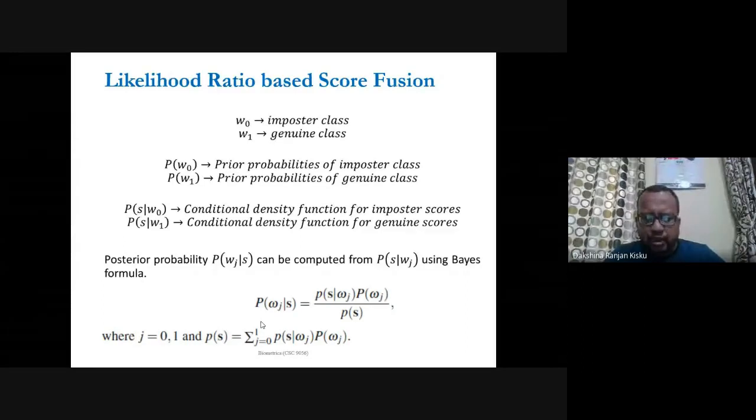Now we apply the Bayes formula to get the posterior probability. Here j means 0 and 1, because omega 0 represents the imposter class and omega 1 represents the genuine class. Therefore the value of j will be either 0 or 1. So for both the imposter class and the genuine class we compute the posterior probability. The posterior probability of omega j given S will be equal to the conditional probability P of S given omega j, multiplied by the prior probability P of omega j. Now this will be divided by P of S, the probability of S. This is called the marginal probability, or the normalizing constant or normalizing factor.